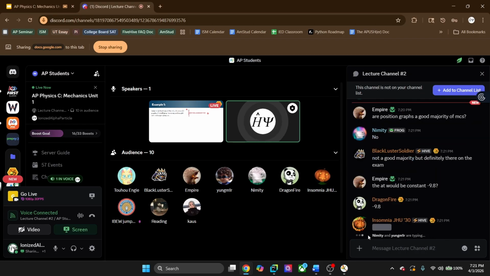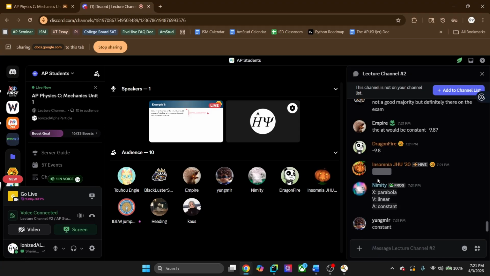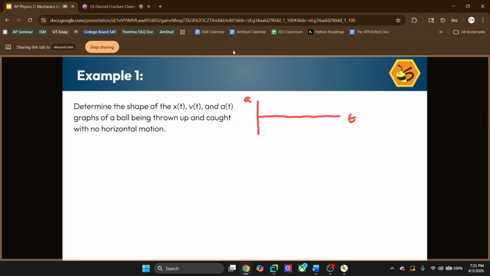Yep, it's negative 9.8. It's negative 9.8 because it's in free fall a lot of the time. It's always not in free fall. It's always going to have the negative 9.8 vertical acceleration. That never goes away. So negative 9.8, and the acceleration is going to look like this.